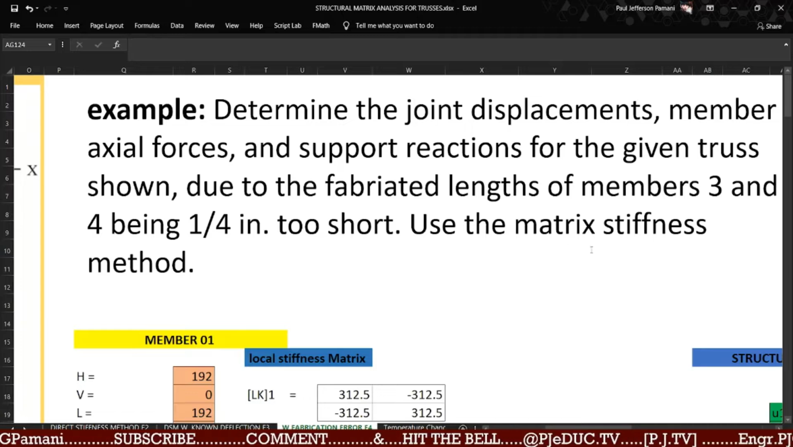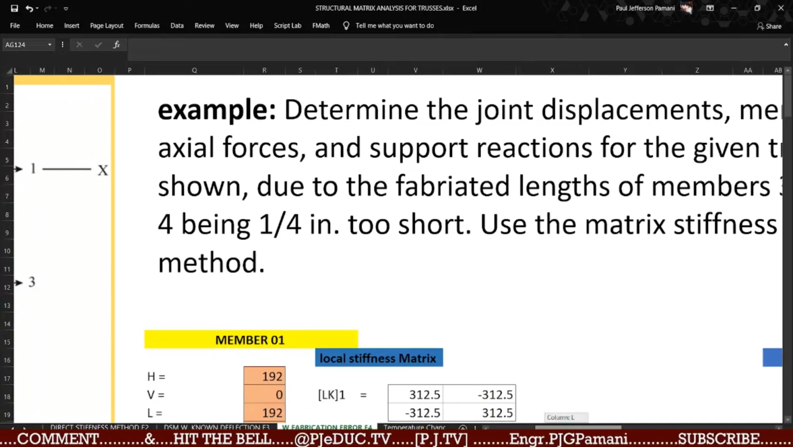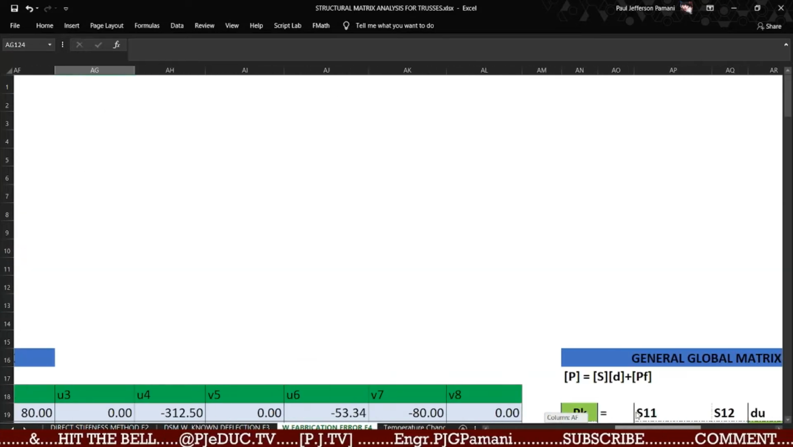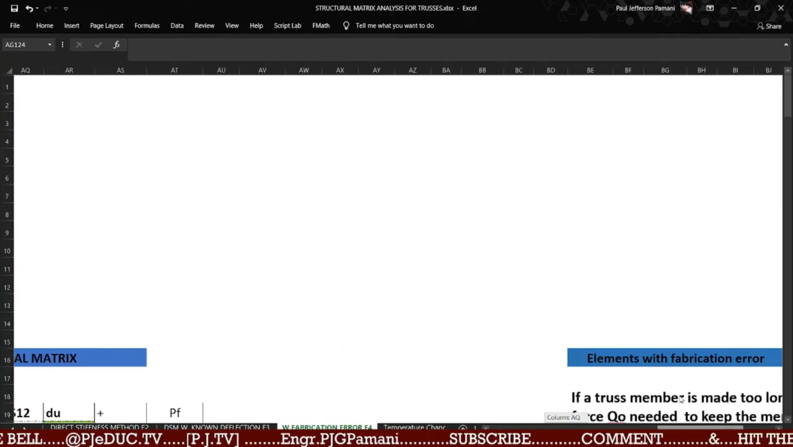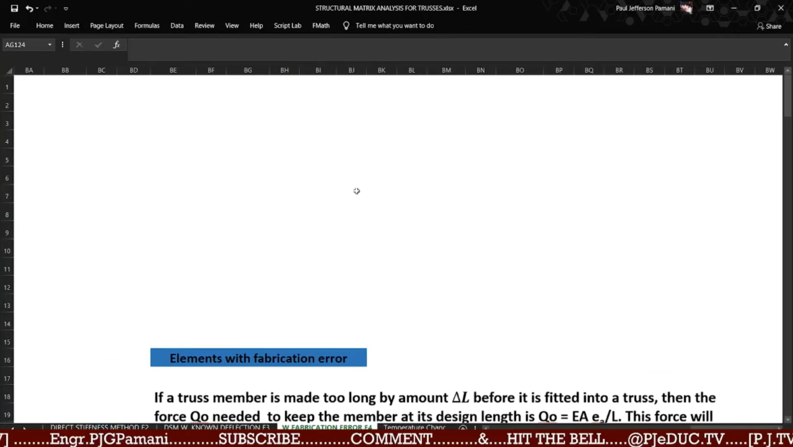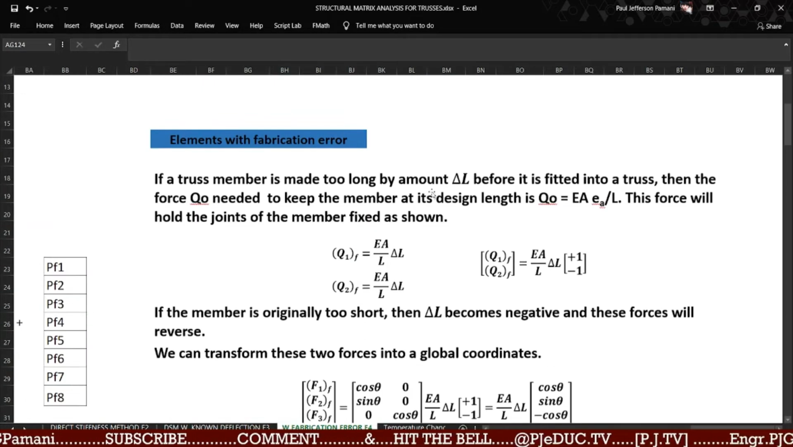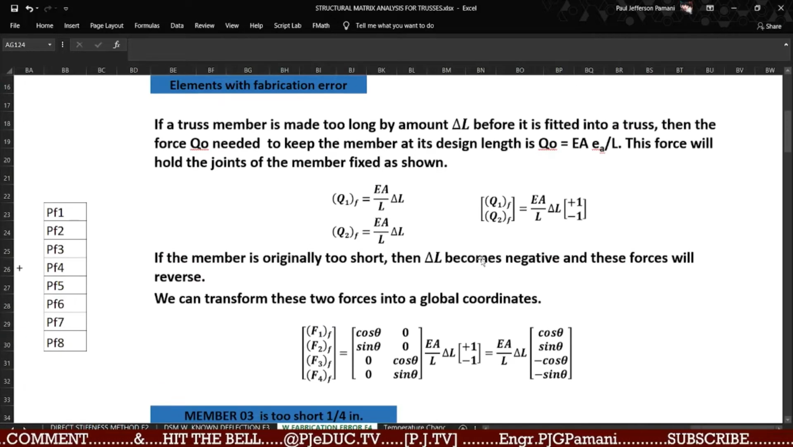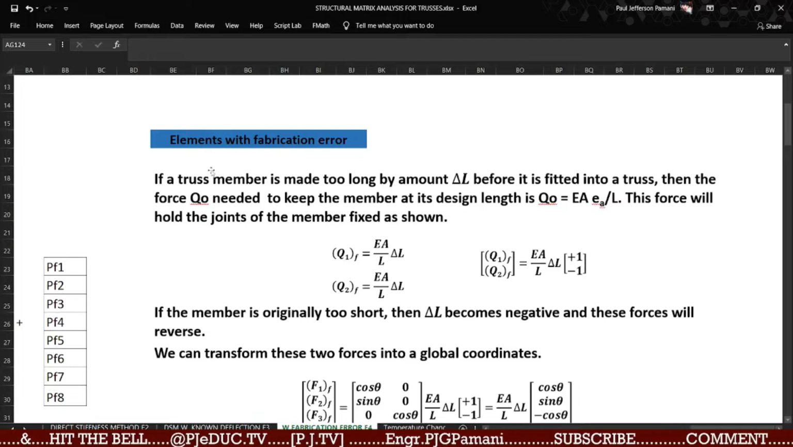Use the matrix stiffness method. Everything is just the same, no? Pare-parehas lahat. But we'll just have to change a few things, especially on member 4. Following this condition, elements which have fabrication errors, as shown here. Ito yung ating notes for fabrication errors.